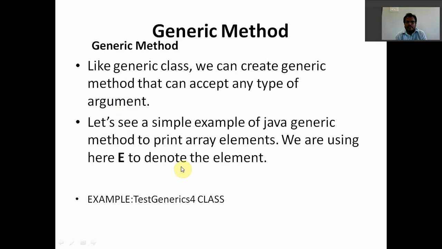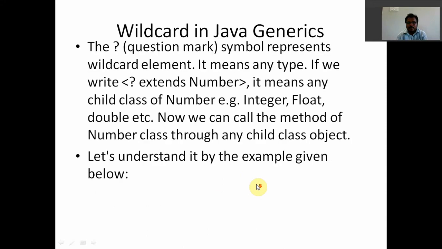Next concept is generic method. Like a generic class, we can create a generic method that can accept any type of argument. In similar fashion, a generic method is also like a generic class. That means we can create a generic method that can accept any type of argument. Let us see a simple example of a Java generic method to print array elements. In this particular example, here we are using E type. E denotes an element type, in the TestGenerics4 class.